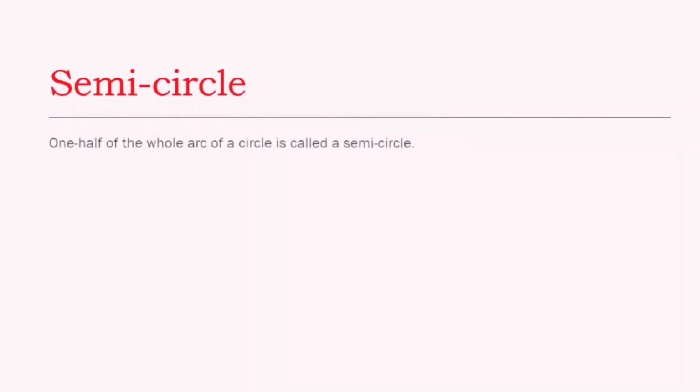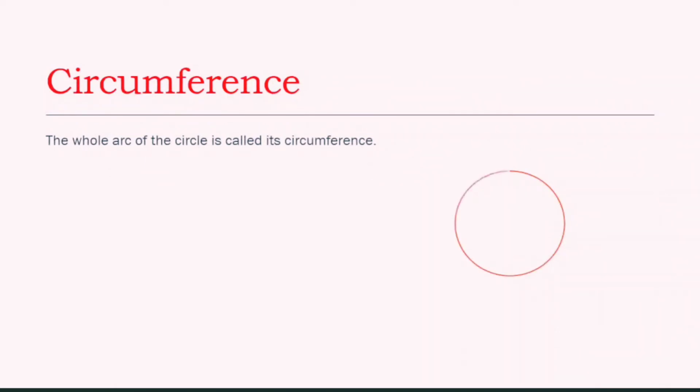Next term is semicircle. One half of the whole arc of a circle is called a semicircle. Now this is a circle, the center of the circle, the diameter of the circle. The diameter divides the circle into two parts. This is called a semicircle. Next term is circumference. The whole arc of a circle is called its circumference. The length of the circumference of a circle gives its perimeter.